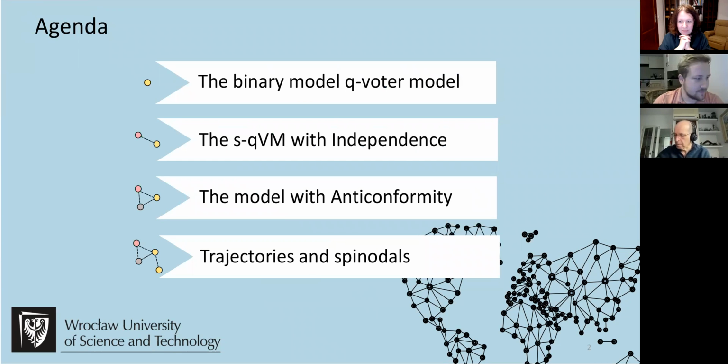So we will start with the binary model itself, the basic one. Then we will switch to a multi-state model with independence. Then I will check what happens for the model with anticonformity. And at the end, if time allows, I will say something more about the trajectories and spinodal lines in this model. We will discuss it later.